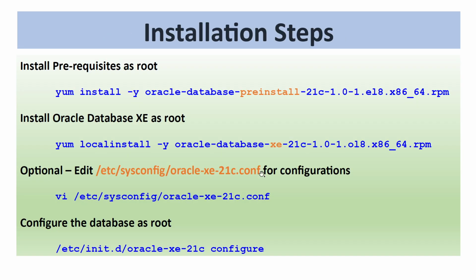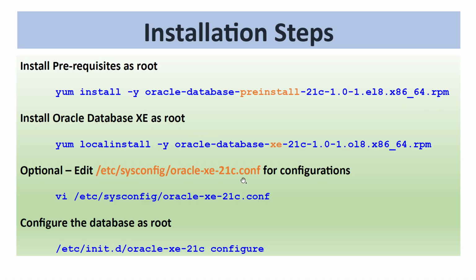These are the installation steps. First we will install the prerequisites as root: yum install -y oracle-database-preinstall. This pre-install package will install the prerequisites for the Oracle database. Then we will install the main software, Oracle Database XE. I have chosen the Linux 8 packages because I'm doing this on Linux 8. Once these two packages have been installed, we are ready.